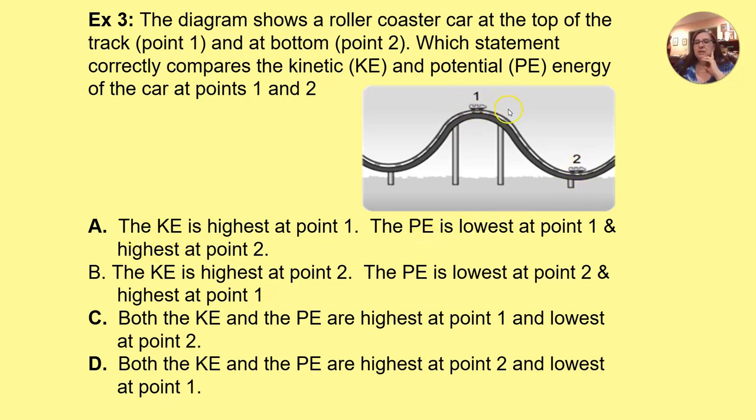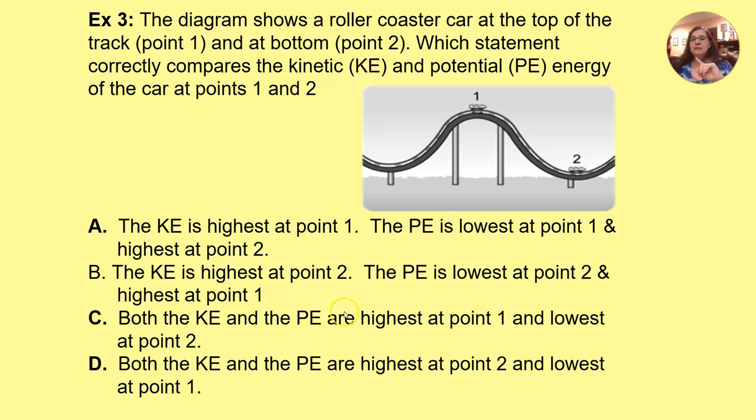Well, kinetic energy is not highest at the top. So we need to go down to the next one. Is kinetic energy highest at point 2 down here in the trough? And is potential energy lowest at point 2 while highest at point 1? Then the next two options: both kinetic and potential energy are highest at point 1 and lowest at point 2, or they're both highest at point 2 and lowest at point 1. We already know that as kinetic energy goes up, potential energy has to go down. So options C and D do not work.